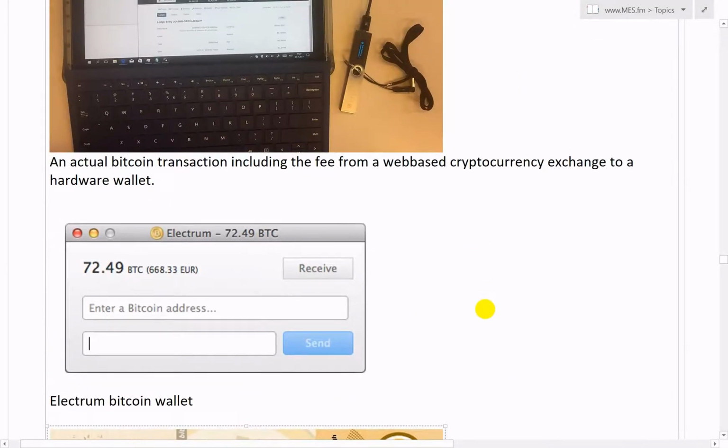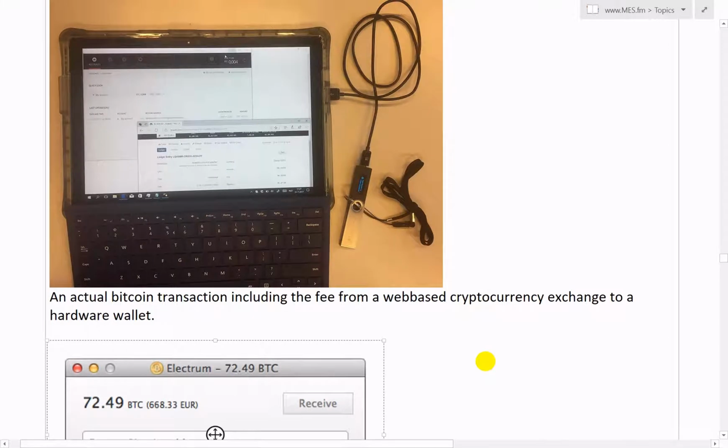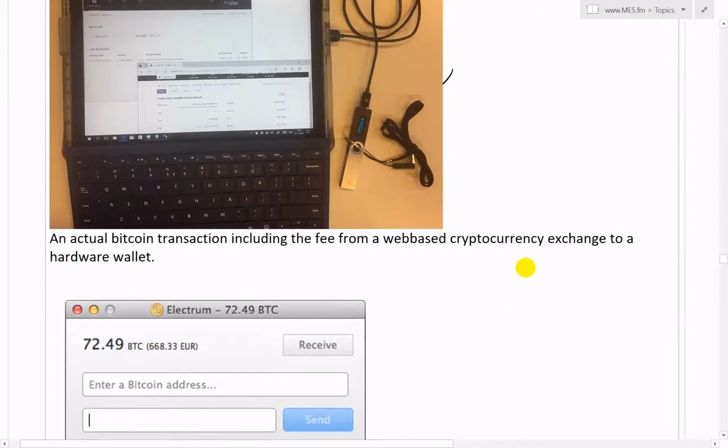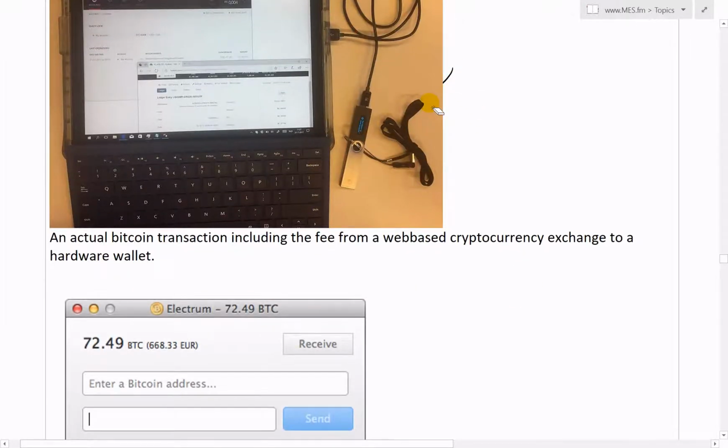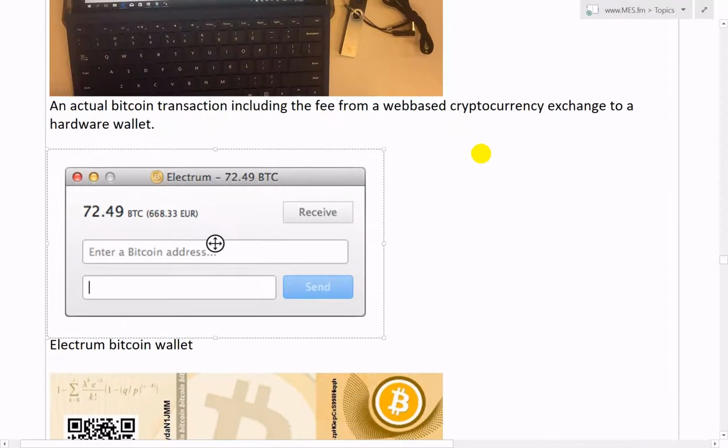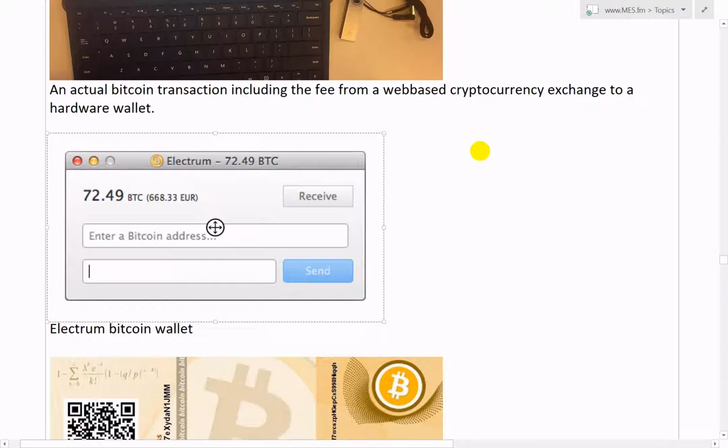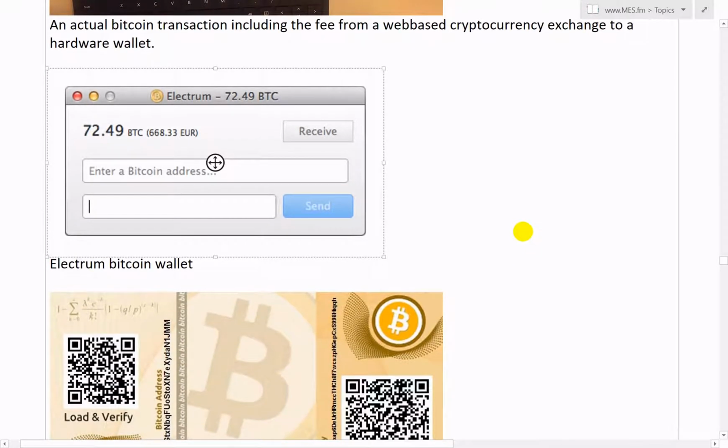So an actual Bitcoin transaction, including the fee, from a web-based cryptocurrency exchange to a hardware wallet here. So there's the online exchange. You use your hopefully secure USB hardware wallet over there, and then you could just exchange and do whatever you want to do, buy or sell Bitcoins. And here's another one. This is the Electrum Bitcoin wallet. This person has 72 Bitcoins. That's a lot. Then you just put in an address, a public address, and send it like that.